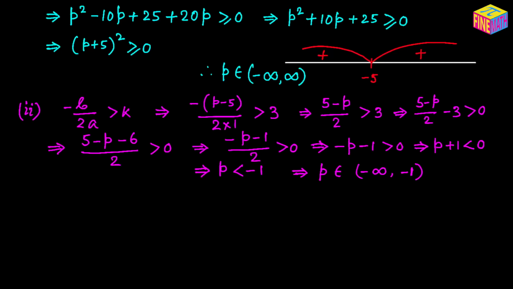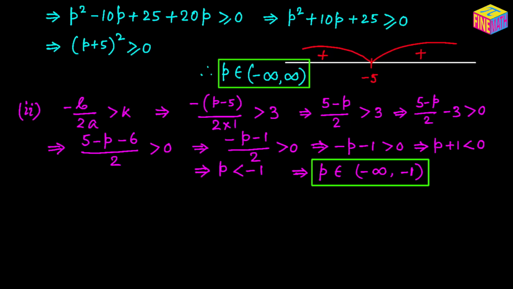So far we have obtained two ranges of values, right? Let me quickly highlight them. From the first condition, we have obtained this one range, and from the second condition, we have obtained this other range of values for p. And now we are going to take a look at the third condition quickly. The third condition is: a times f of k must be positive.